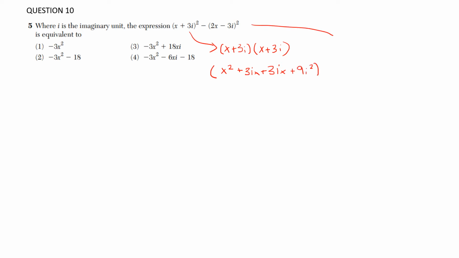Now we have the second term as well. (2x - 3i) times (2x - 3i). We can do the same thing. We can FOIL it out. I'm going to bring this minus down from up here. And we get 4x squared. This is minus 3i times 2x, which is negative 6ix, and the same thing here, minus 6ix. Negative 3i times negative 3i is positive 9i squared.